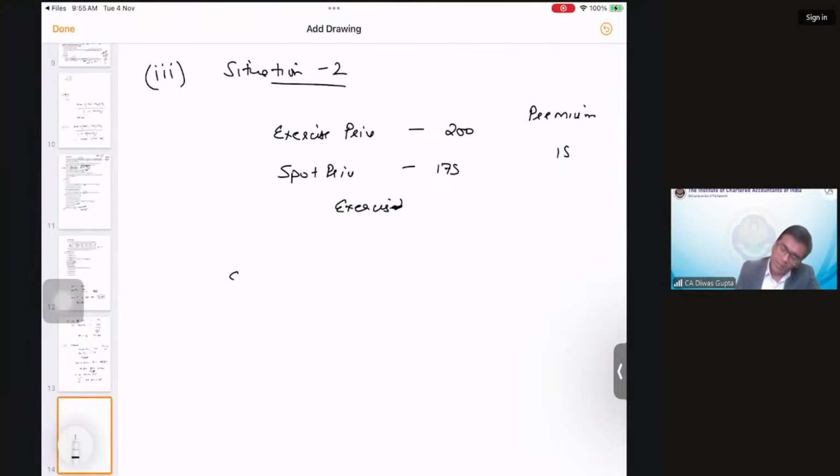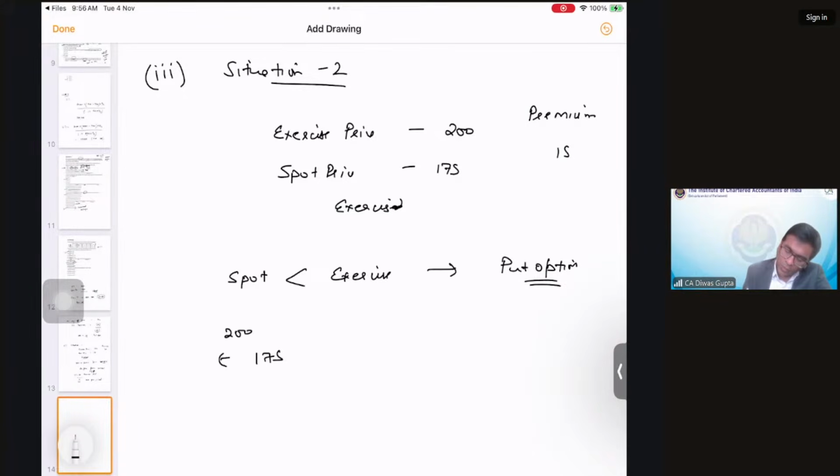Now, if you see, the spot price is lower than exercise price, but still it is exercised. That means it is a put option. Because in case of a put option, if the spot price is lower than the exercise price, the option will become beneficial. Now, the payout would have been 200 minus 175, which is 25 rupees. That is the payout that would have happened.